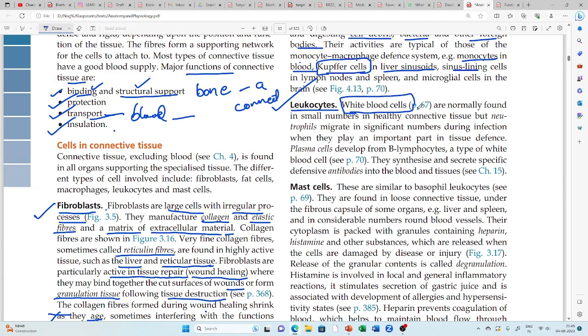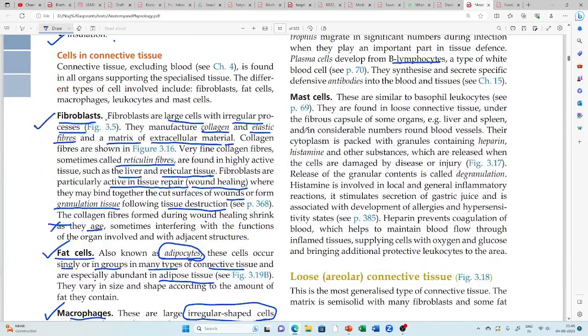It is normally found in blood. It is normally found in small numbers in healthy connective tissue, but neutrophils migrate in significant numbers during infection, when they play an important part in tissue defense. Plasma cells develop from B lymphocytes. We will study leukocytes later in blood, so no need to get tense about this. Leukocytes are also one type of cell found in connective tissue.